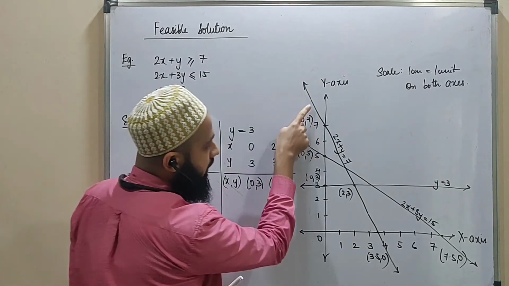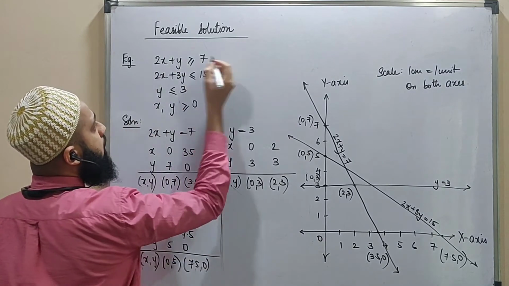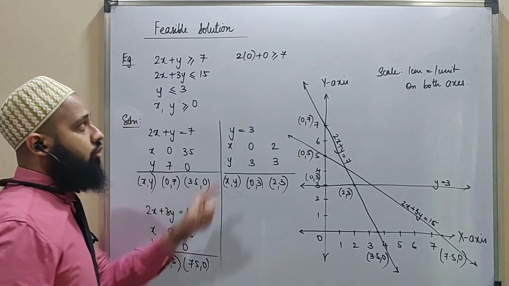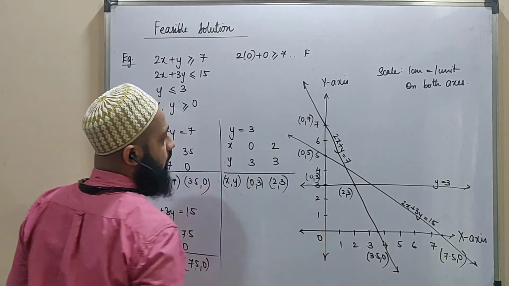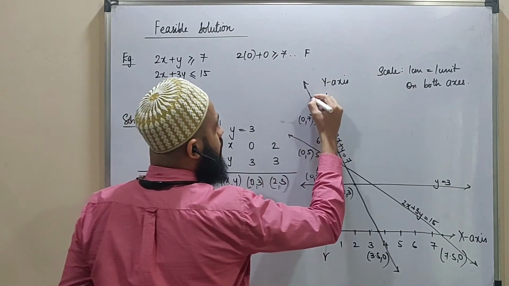I am locating this line, it is this line. Choose a point 0, 0. Put it over here. You get 2 into 0 plus 0 greater than equal to 7. So 0 greater than 7 is absolutely false. So this will be false. So this line says, since 0 is actually false, you have to go above this line.